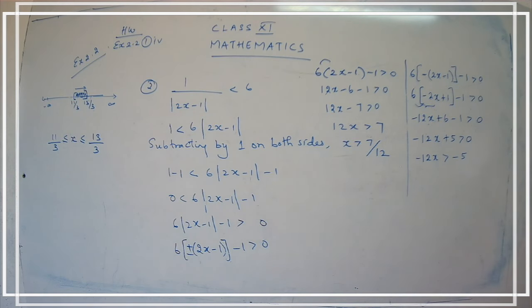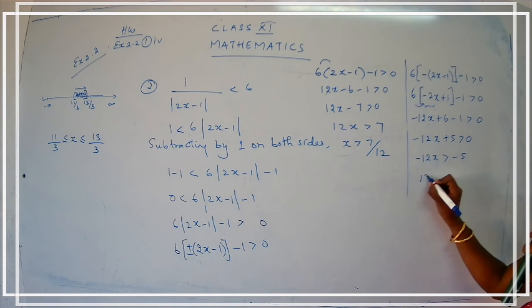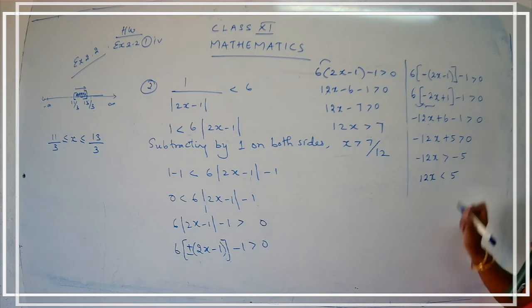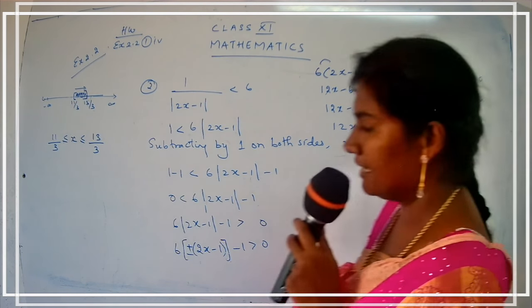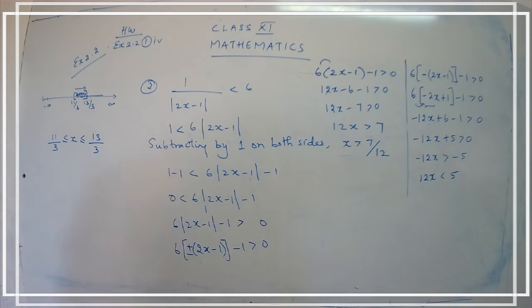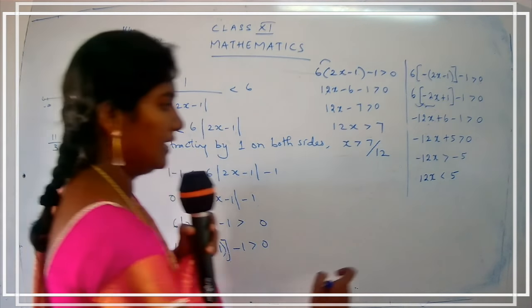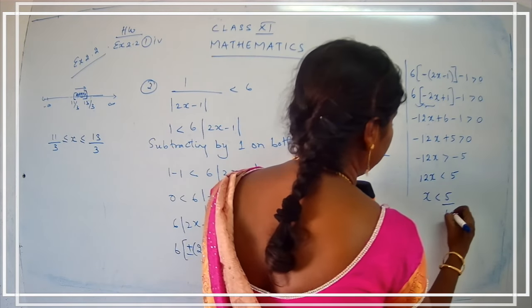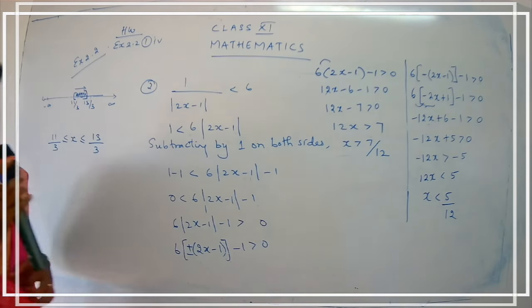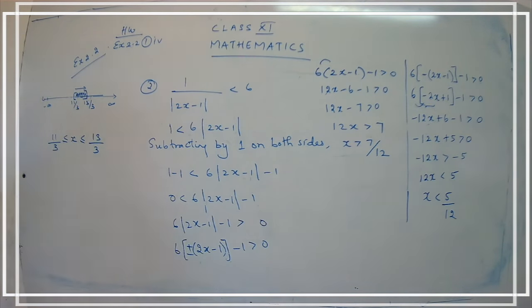I don't want the first term to be negative, so you have to change the sign. When you change the sign, the comparison sign also changes. So this is 12x less than 5. Okay, so what do you get here? x is less than 5 by 12. So I have simplified the cases. Just see here, x is less than 5 by 12.